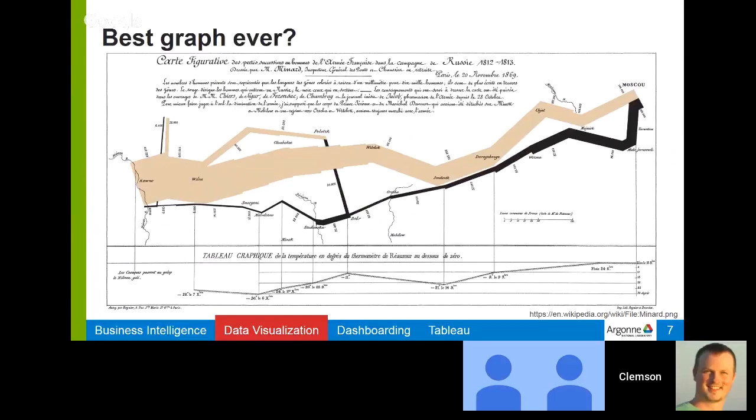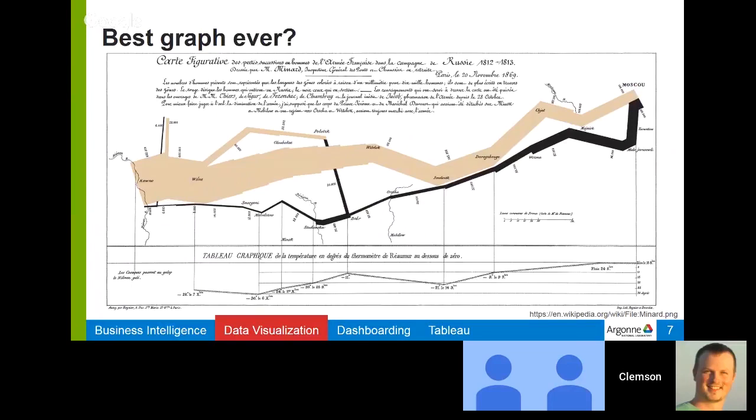So it turns out that the x-axis and the y-axis of this are latitude and longitude. So he's marching towards Moscow. The width of this line represents the number of troops that Napoleon had. So at each little reduction in the width, there was another battle and he lost troops. Once he gets to Moscow, he's forced to retreat, and that's where the black line starts.